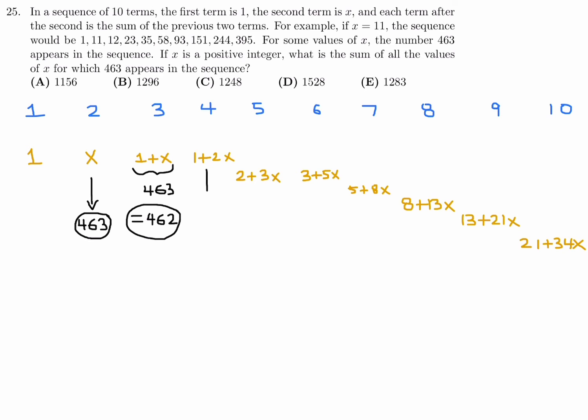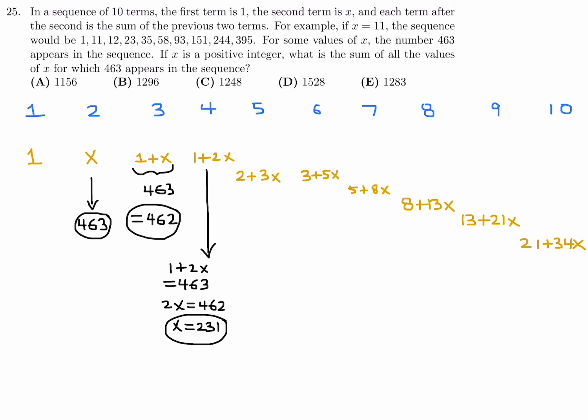In another sequence, if this was set to 463, then that would mean 1 plus 2x is 463. And then solving, you get 2x is equal to 462, and therefore x is equal to 231. Okay, great. I've got another value.